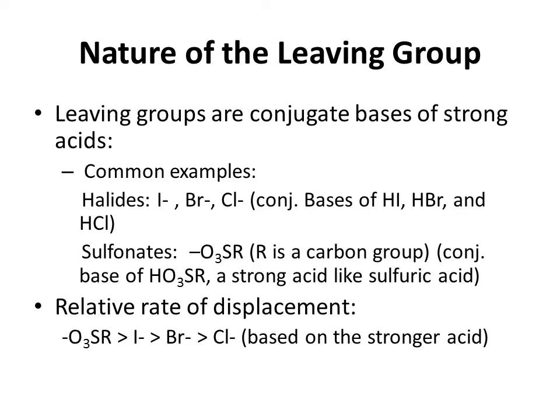The relative rates of displacement of the leaving groups are the following. The sulfonates are the most easily displaced. And then that's followed by iodide, which is knocked off faster than bromide, which is displaced much more quickly than chloride. And this order is based on the strength of the acid from which each of these conjugate bases is derived. So the sulfonates come from the strongest acid, and the chloride comes from the weakest of the strong acids.